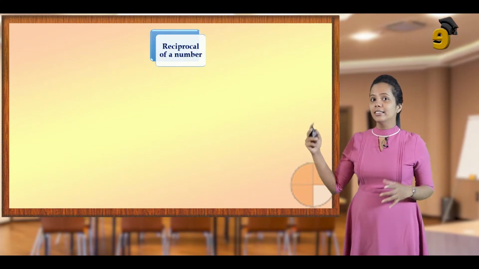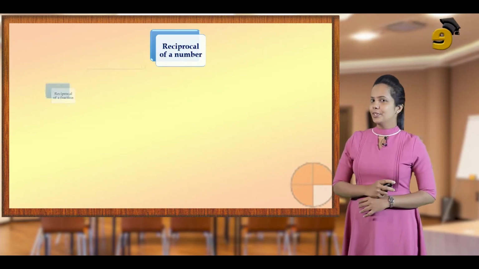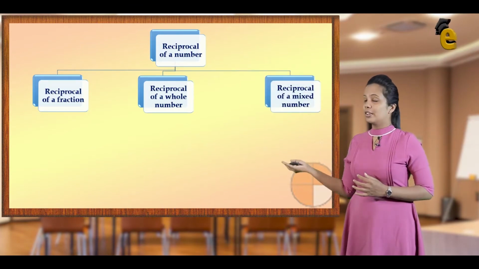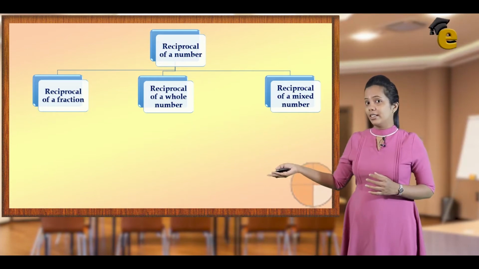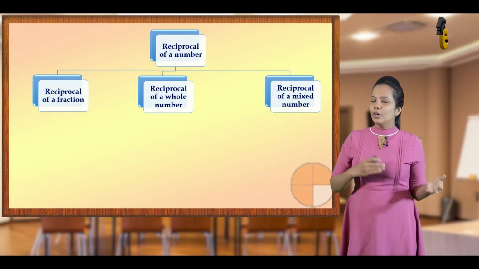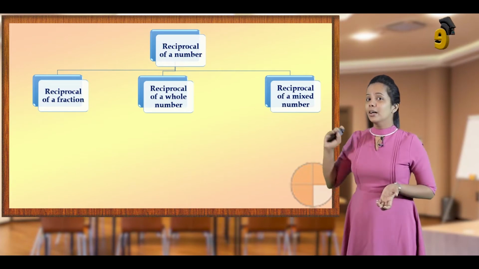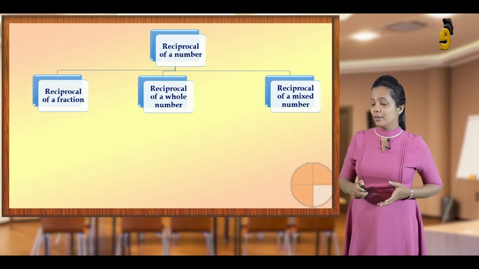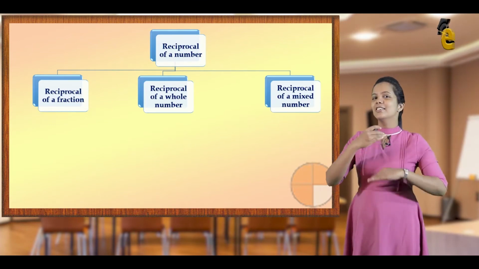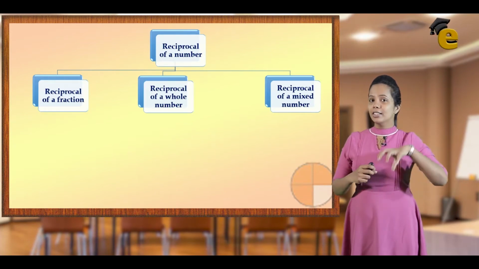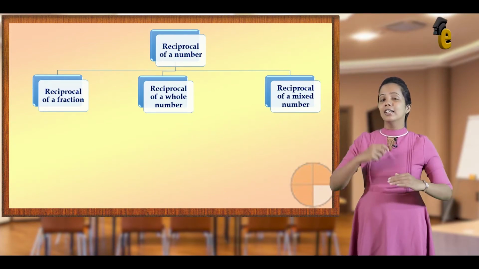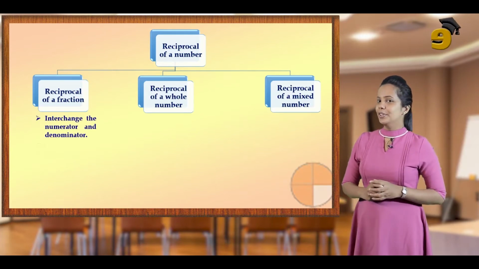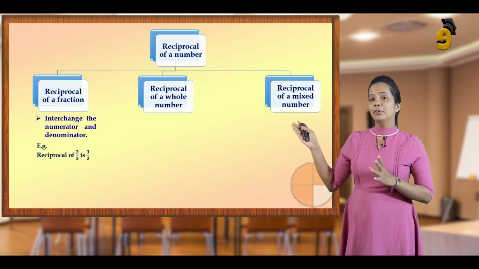So, how to find the reciprocal of different numbers? You learn this under 3 methods. You may have to find the reciprocal of a fraction, of a whole number, or of a mixed number. If you have to find the reciprocal of a fraction, it is very easy. The thing you have to do is interchange the numerator and the denominator, right. So, consider you have 2/3.